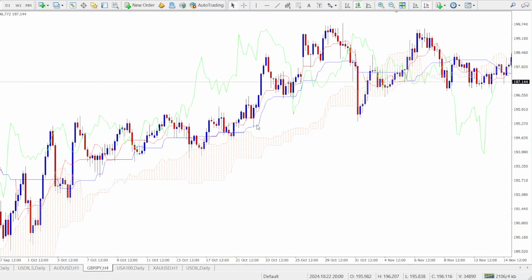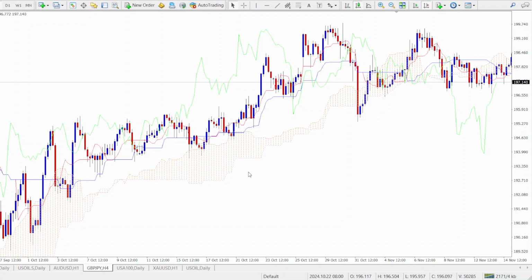Then we'll talk about the Senkou Span A. This is the Senkou Span A, the leading span A. It is the average of the Tenkan-sen and Kijun-sen projected 26 periods into the future. It forms one edge of the cloud, as we can see.